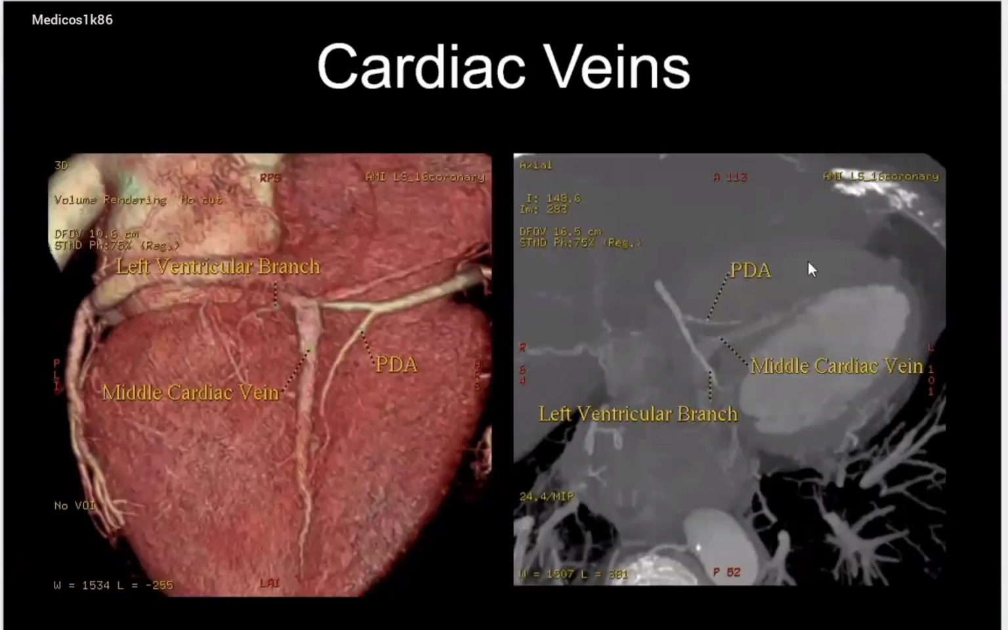And this is again the middle cardiac vein and PDA, and the left ventricular branch, the lateral ventricular branch as well. And it is showing very nicely. The middle cardiac vein, left ventricular branch, here you can see, and PDA is here, PLV is here. It is showing from a different perspective.